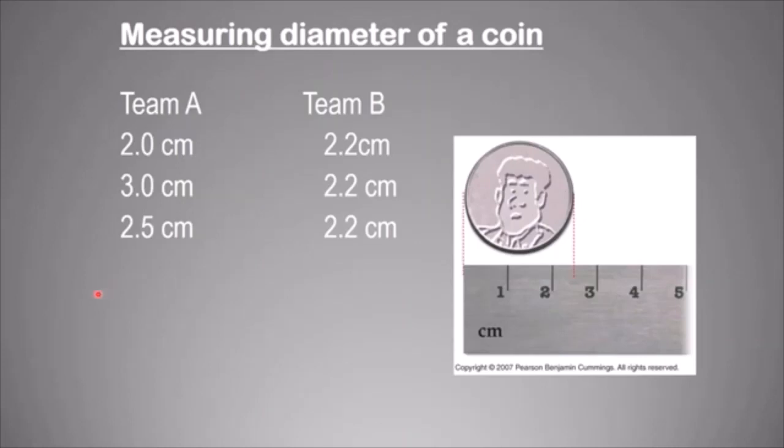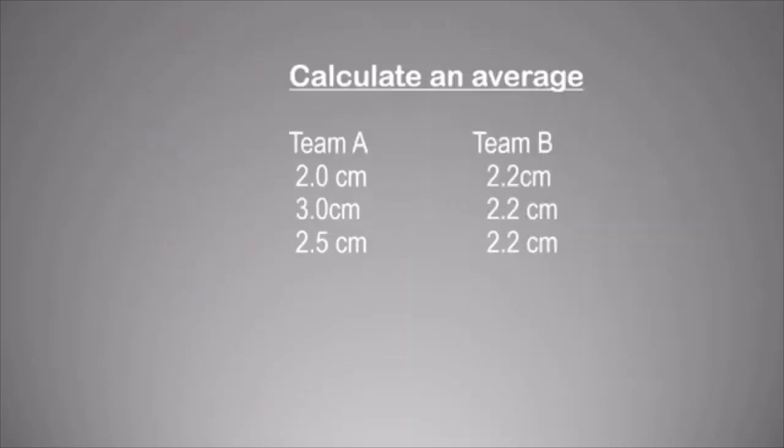One thing that we can do with these types of repeated measurements is to take the average. So the average of Team A's result is 2.5 centimeter and Team B's result is 2.2 centimeter. And you know how to find the average. You add these three measurements and then divide by the total number of measurements that you have, which is 3 in this case.